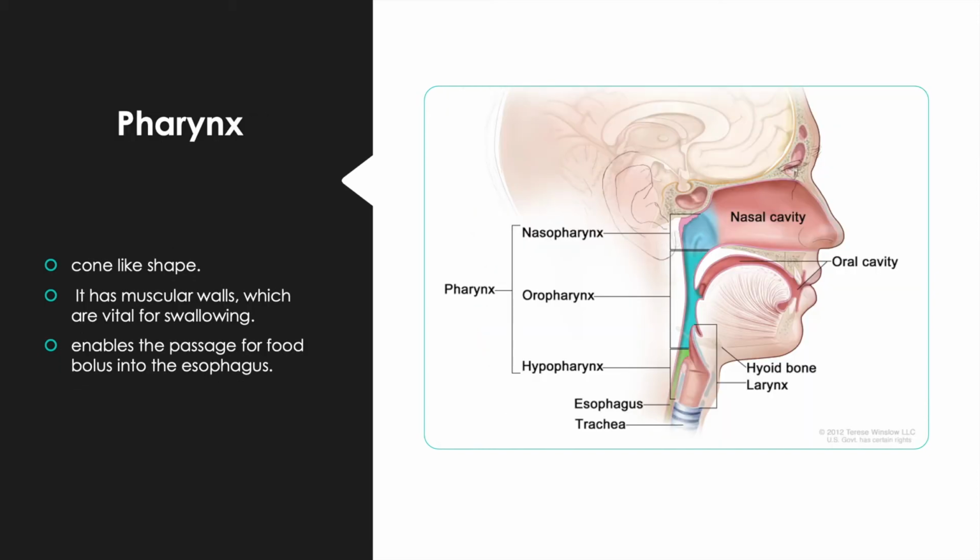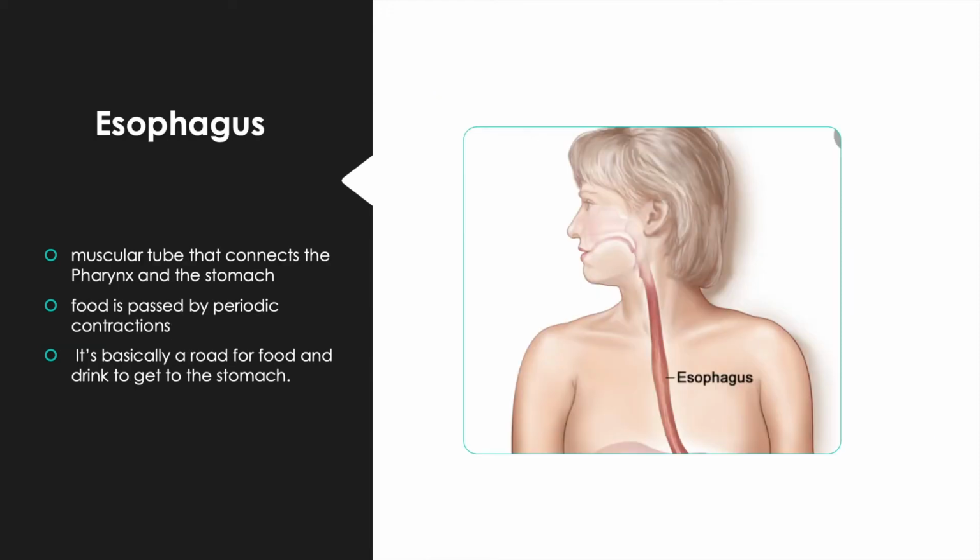Pharynx. The pharynx is a cone-like shape. It has muscular walls, which are vital for swallowing. The function of the pharynx is to enable the passage for food bolus, a ball-like shape of food and saliva that forms in the mouth during the process of chewing, into the esophagus. Esophagus. The esophagus is a muscular tube that connects the pharynx and the stomach. The food is not passed by gravity down the esophagus, but by periodic contractions, which is like squeezing the food down. It's basically a road for food and drink to get to the stomach.